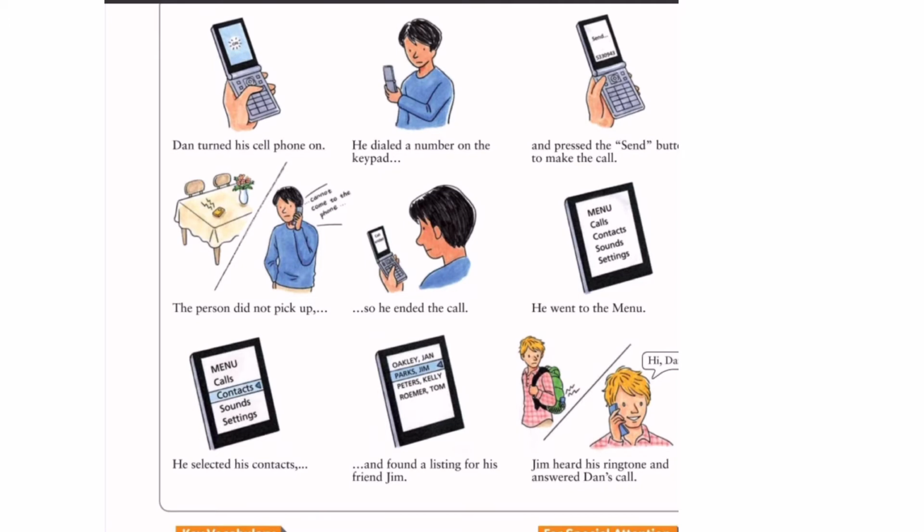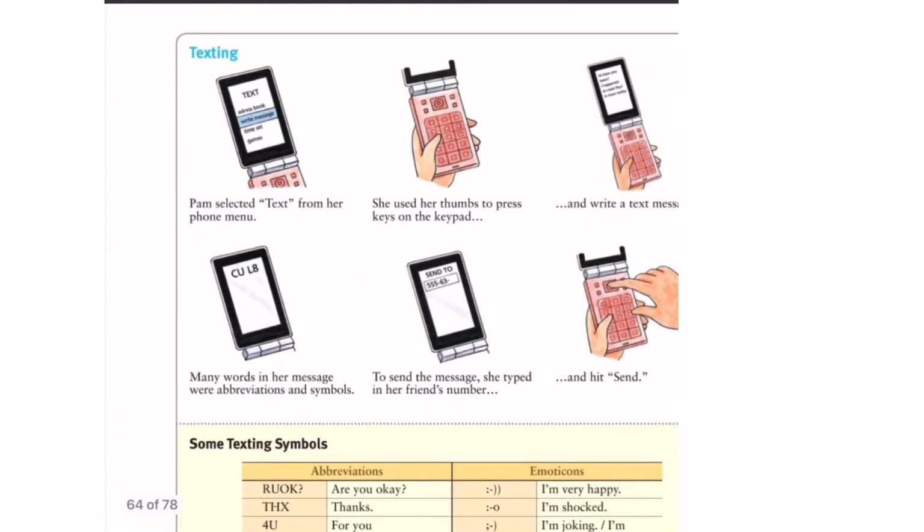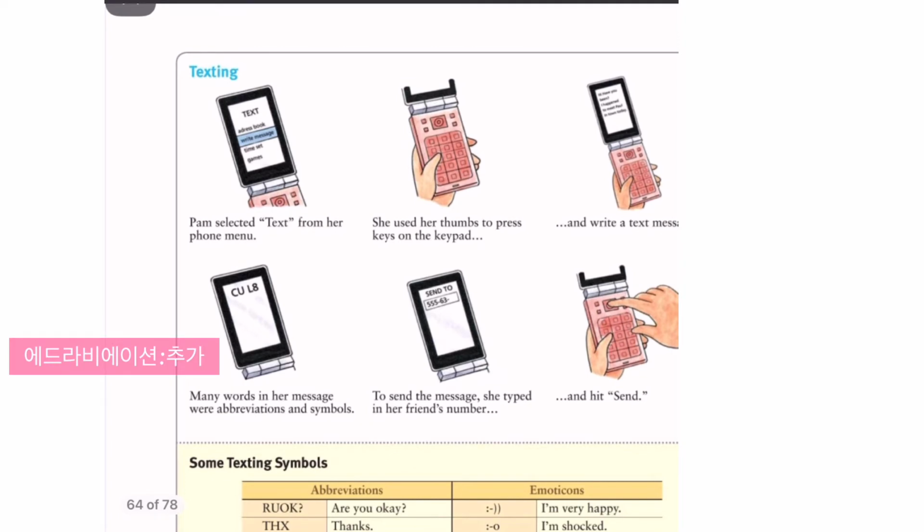Jim heard his ringtone and answered Dan's call. Hi, Dan. Texting. Pam selected text from her phone menu. She used her thumbs to press keys on the keypad and write a text message. Many words in her message were abbreviations and symbols. To send the message, she typed in her friend's number and hit send.